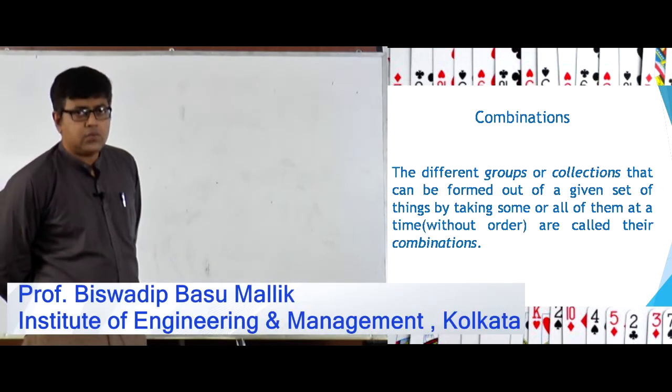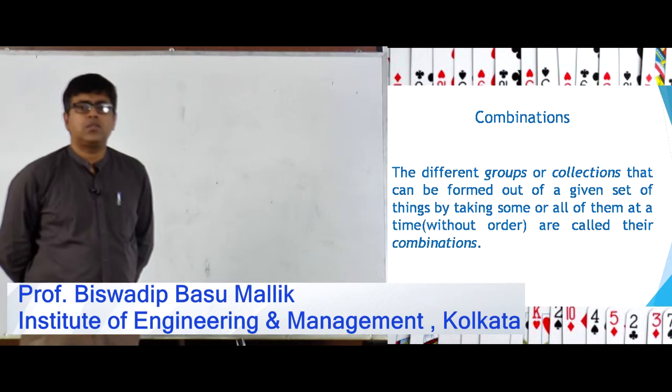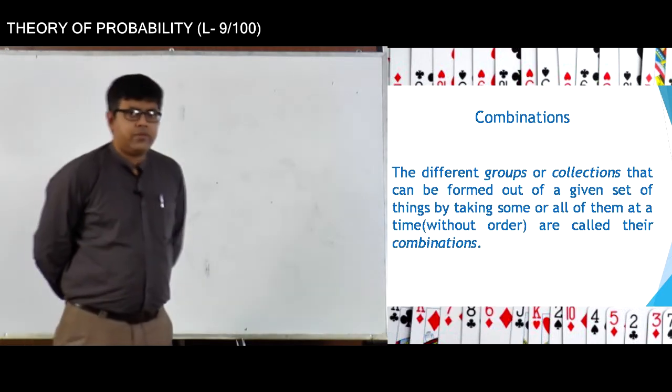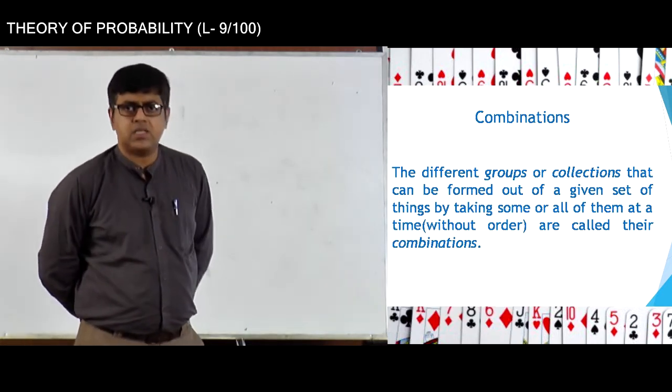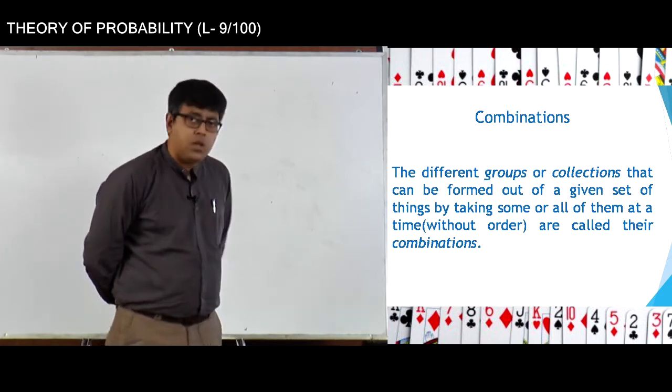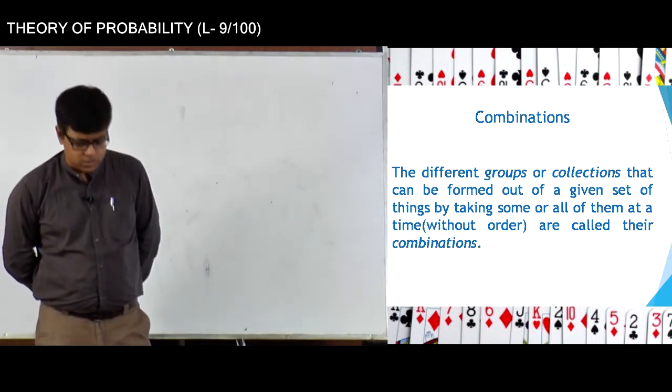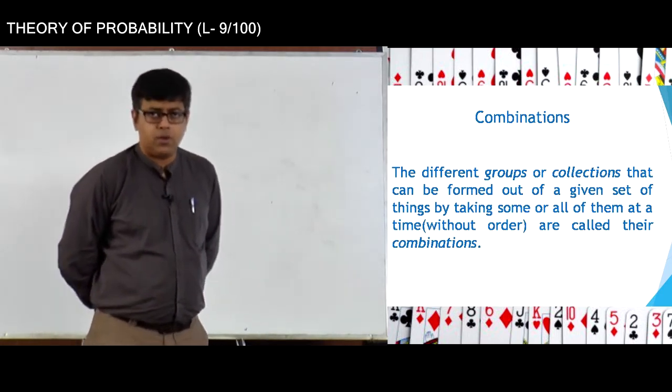Now, in the last class we have actually completed the concept of permutation. From today's class onwards we will be discussing the various types of combinations. That is also very important before we go into the theory of probability.